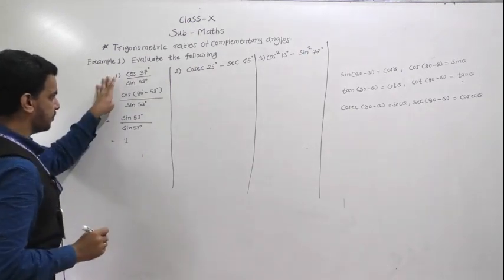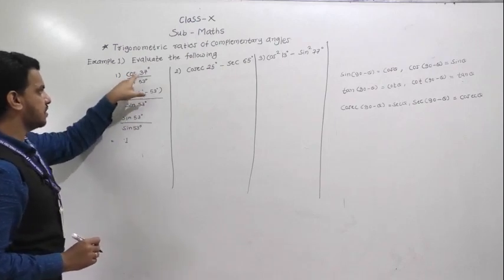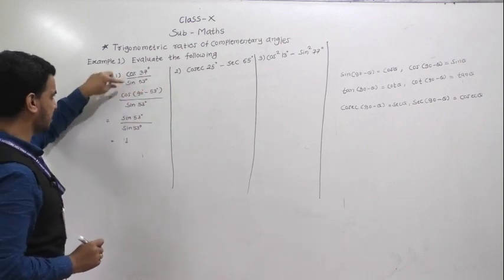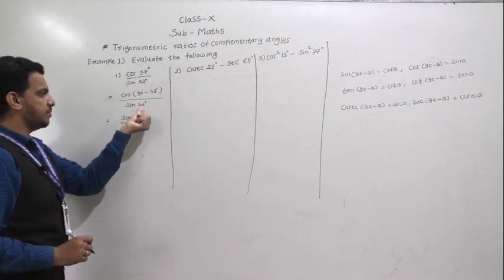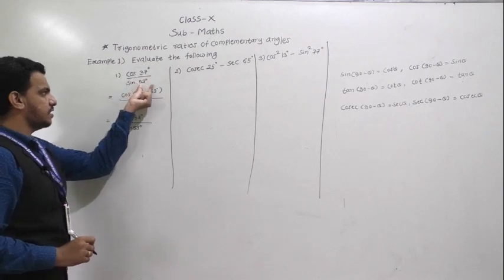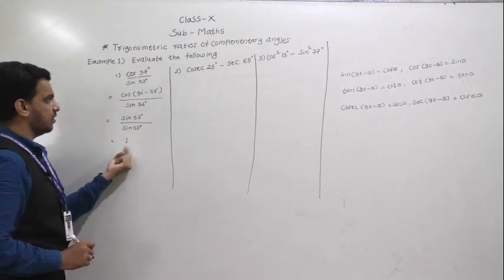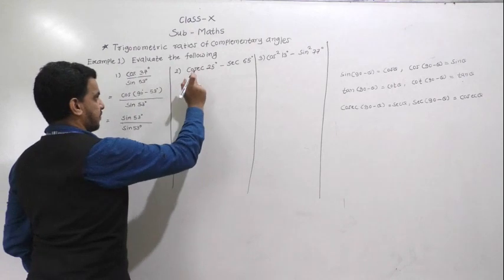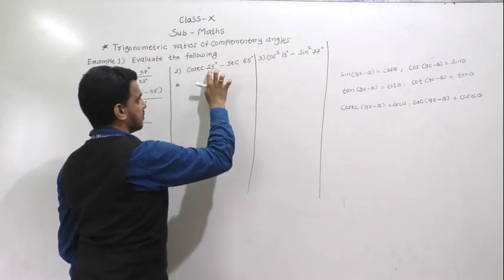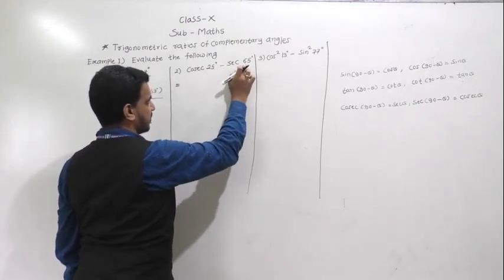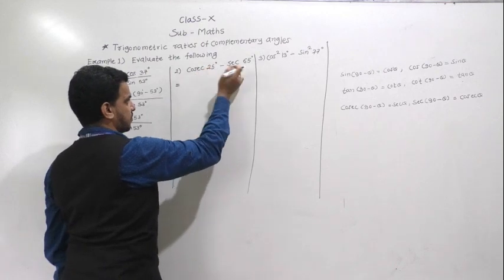So if this type of example is there, change either the numerator or denominator. Cos 37 degree upon sin 53 degree, here you can change the denominator also, meaning sin 53. Now this 53 we can write as 90 minus 37, and sin 90 minus theta is cos theta. So cos 37 and this cos 37 will get cancelled, we will get the value 1. Second one, cosec 25 degree minus sec 65 degree. First confirm that these two are complementary angles, 25 degree and 65 degree, because the sum of these two angles is 90 degree. So change either this one or this one.